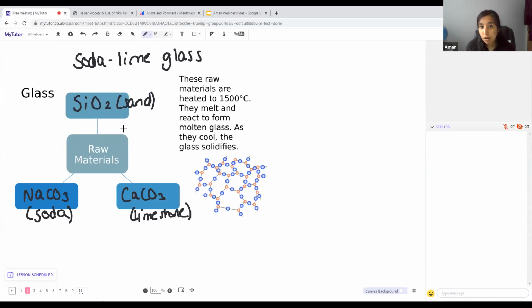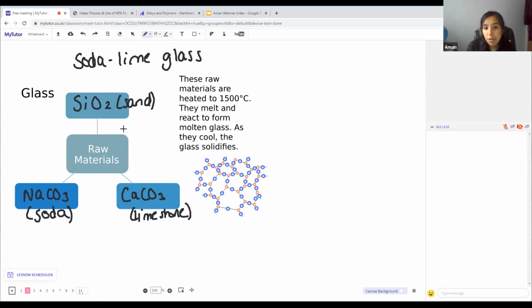It's a two-step process. We start off by heating our raw materials. So if we're making soda lime glass, silicon dioxide, calcium carbonate, and sodium carbonate, we melt those, heat them up, and then they react together to form molten glass. Once they've all reacted and we form molten glass, we cool them down, and that's when the glass solidifies. So it's a two-step process of melting and then cooling.